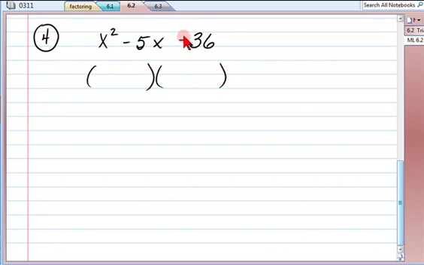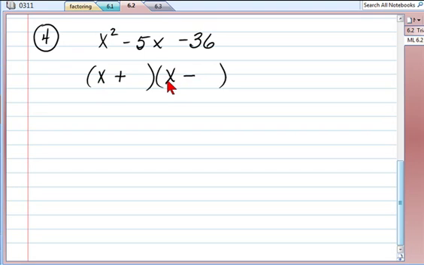This time the last sign is negative. What does that tell you? Negative. One of each. When the last sign is negative, it is always one of each. When the last sign is positive, it is two that match the middle term. All right, I know it's going to be x and x.